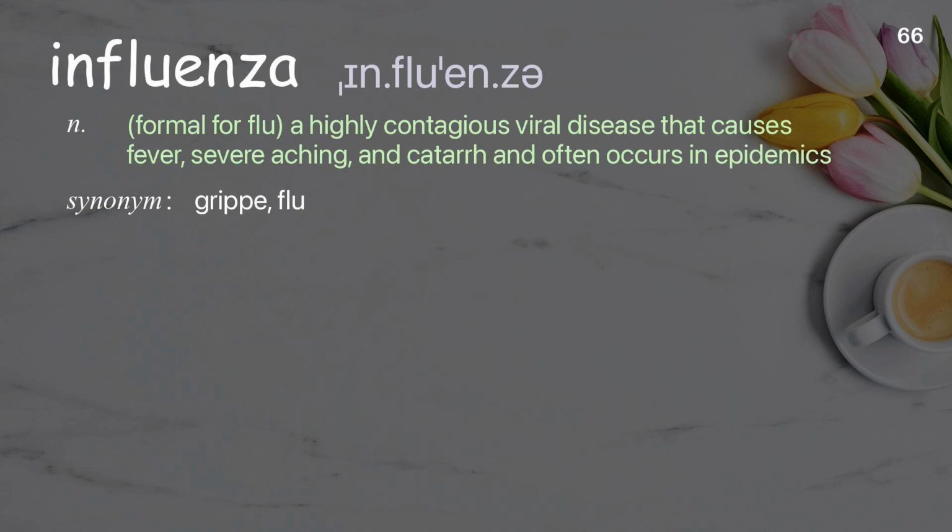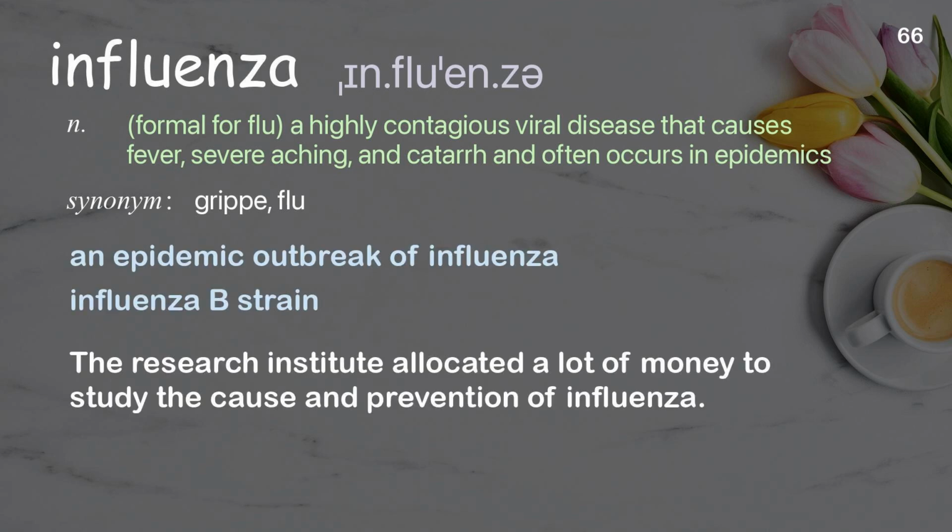Influenza. Formal for flu, a highly contagious viral disease that causes fever, severe aching, and catarrh and often occurs in epidemics. Examples: an epidemic outbreak of influenza. Influenza B strain. The research institute allocated a lot of money to study the cause and prevention of influenza.